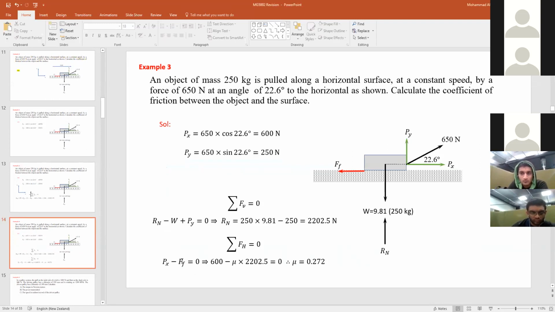Now, do you remember what the friction force equals to? Let's write it on the side. Friction force equals to what? By the way, the equation should be given to you in the exams. Do you remember, guys? The coefficient times what? Times Rn, the normal force.